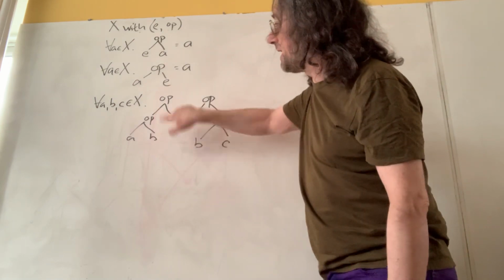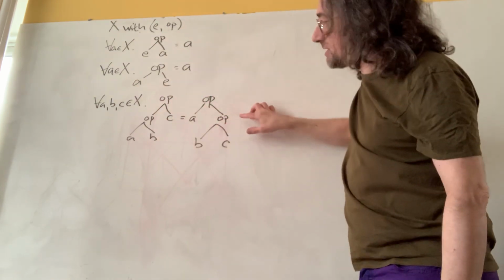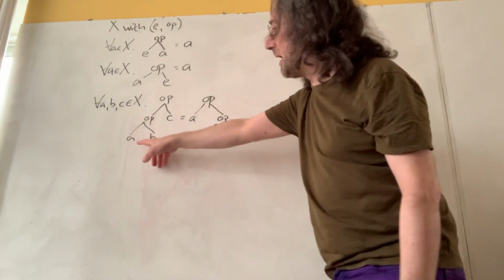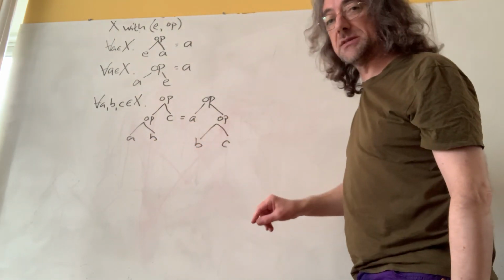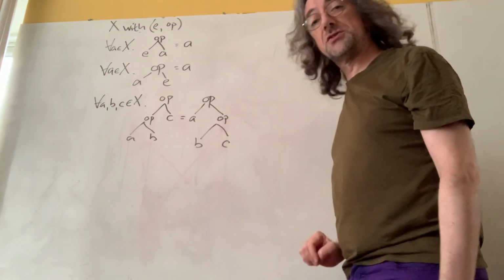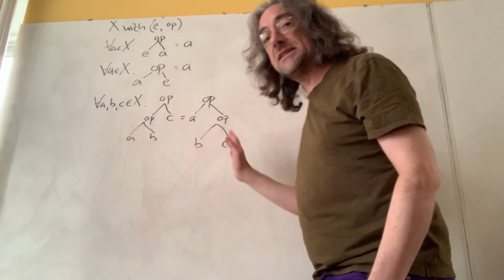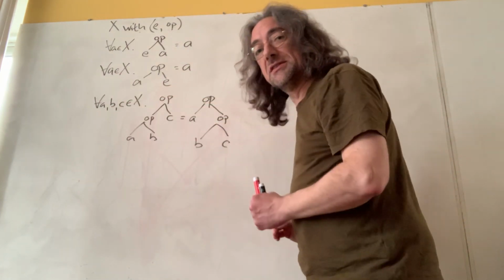And it's also the case that you can reorganise the tree of ops to make groupings on the left turn into groupings on the right. So it doesn't matter how they're grouped. What's important is the sequence of the data that are all being opped together.